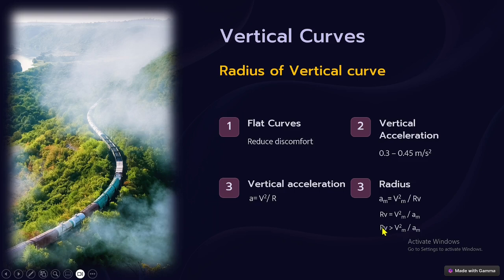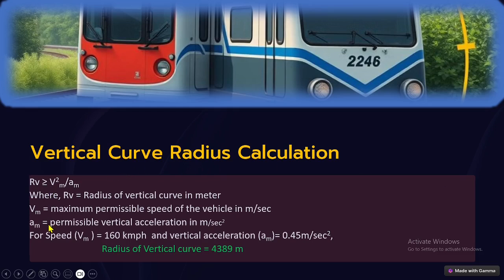Whatever radius we get out of this equation, the provided radius should be more than that. That is, RV should be greater than v squared by AM. Using this relation, we can find out the radius of the vertical curve to be provided. Assuming our sectional speed is 160 kmph, and the limiting vertical acceleration is 0.45 meter per second squared, substituting here we get 4,389 meter. So for this speed and the permissible limiting vertical acceleration, the radius of the vertical curve is 4,389 meter.